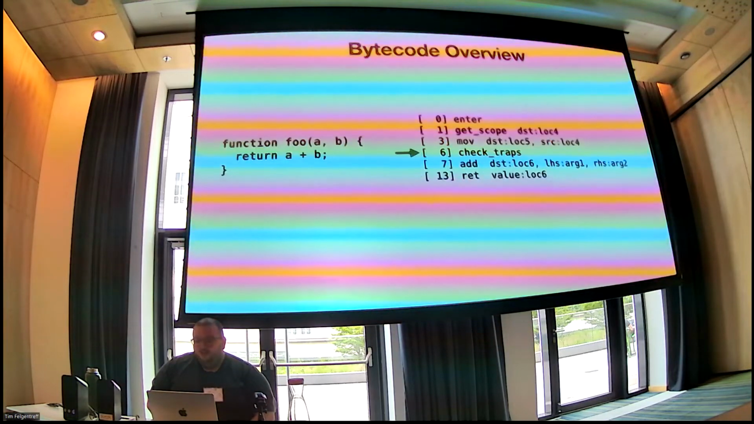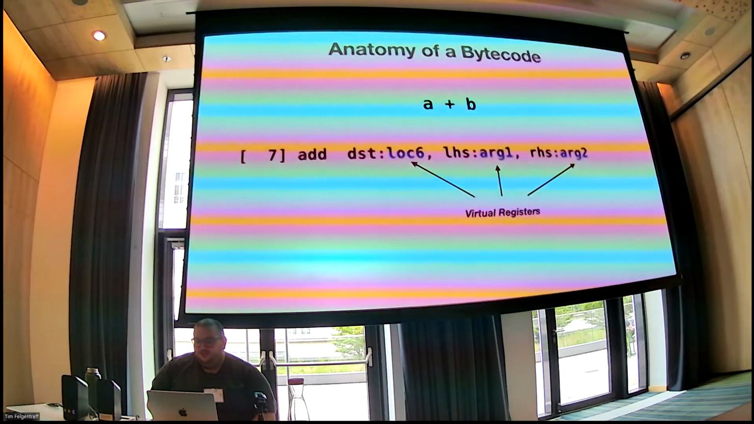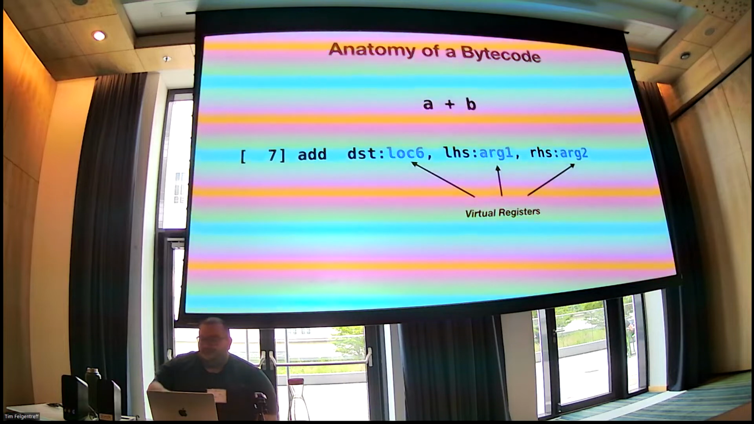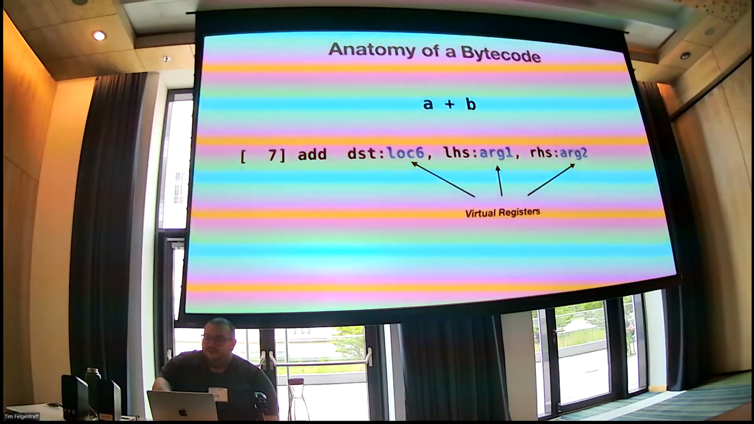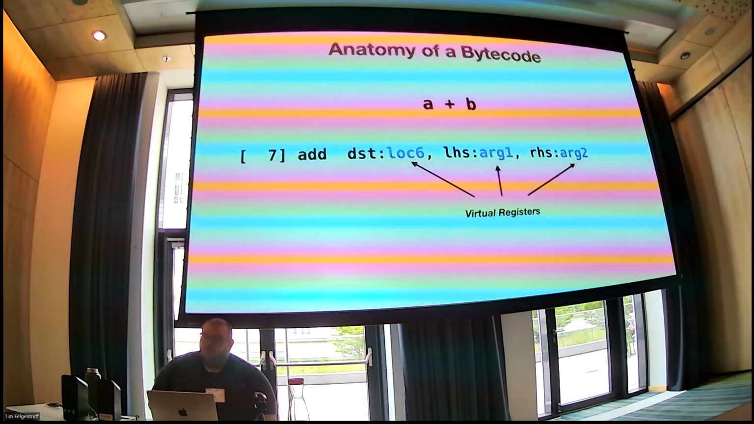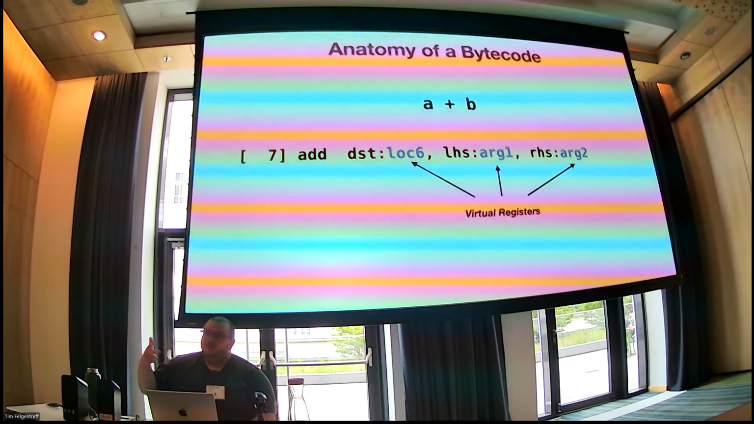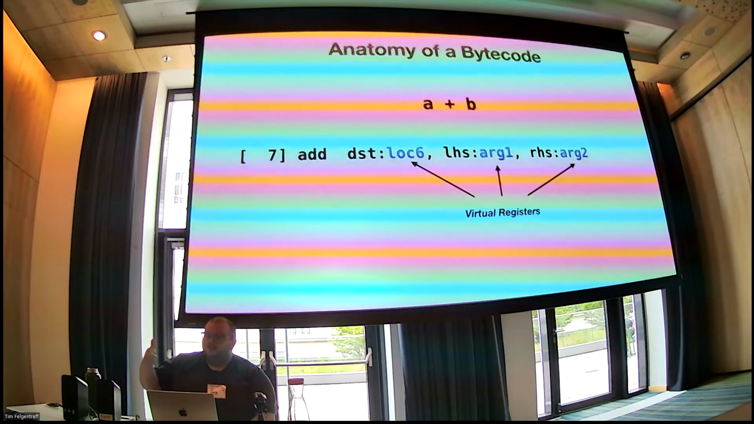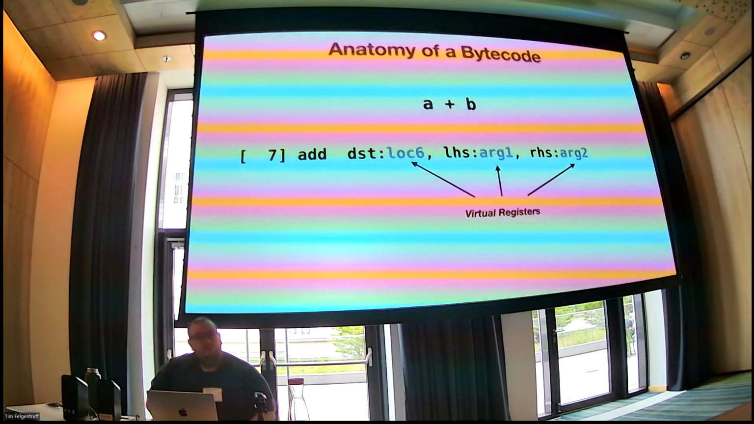Yeah, so virtual registers can be constants. I actually removed this slide. Maybe I should have kept it. Instead of arg2, you might have something like const 0. So virtual registers can be arguments, locals, or constants. Arguments are passed in, locals are defined by the function. Constants, I guess, are also defined by the function.